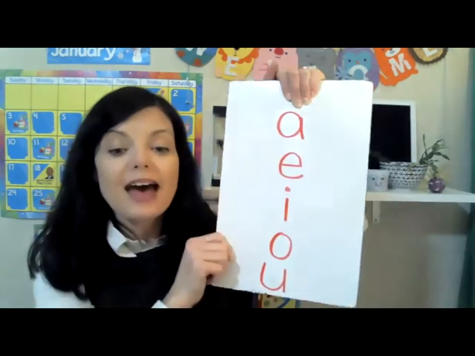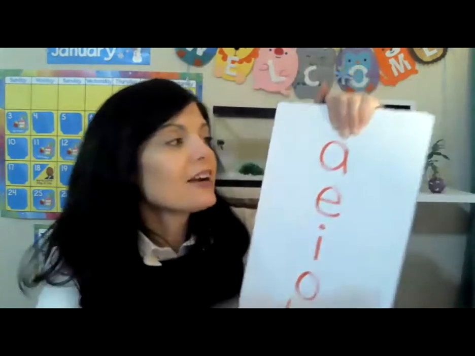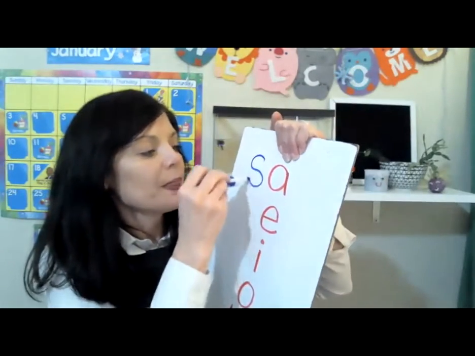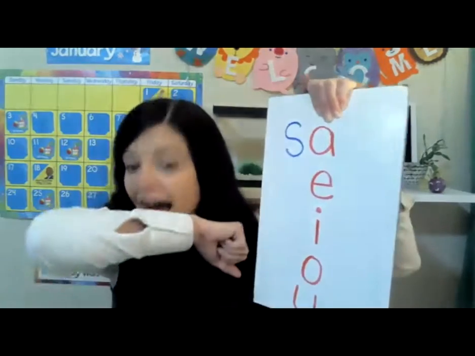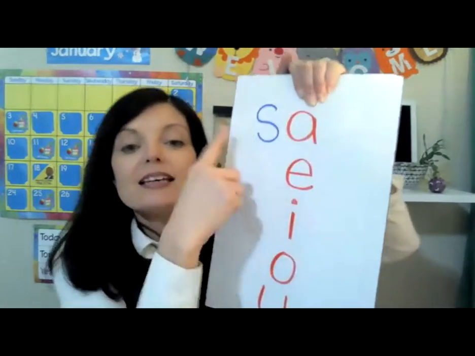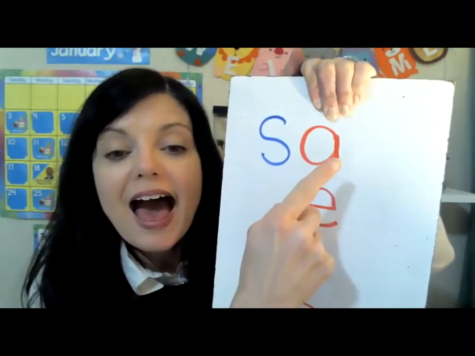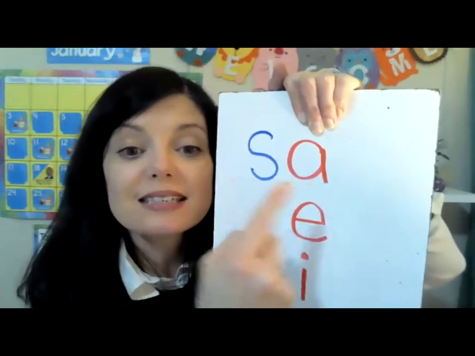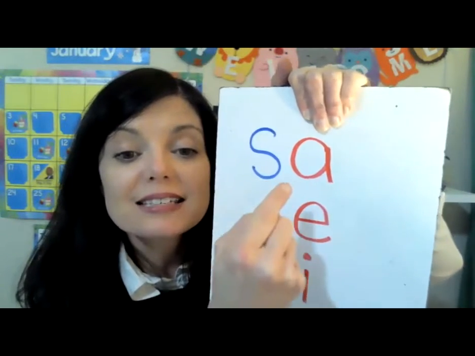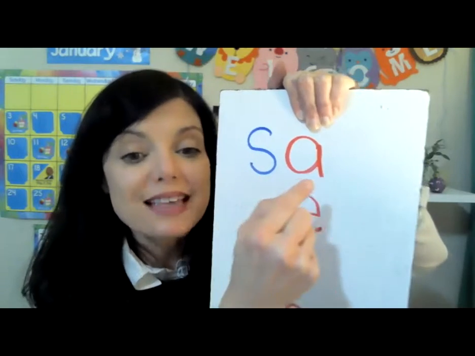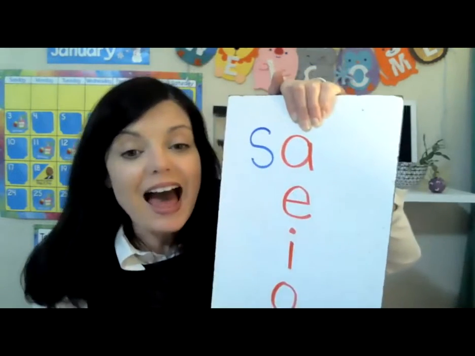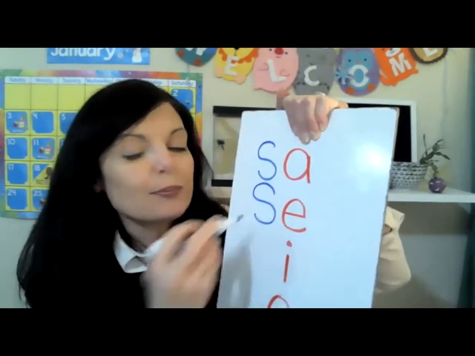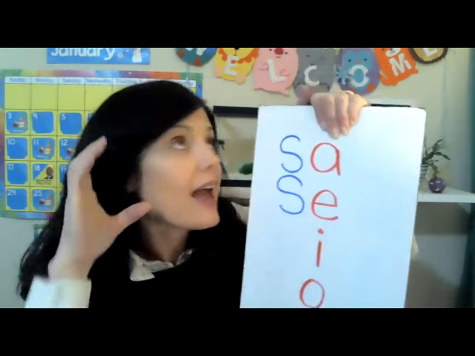These are the vowels. Well, let's put a letter S with an A. Remember, A says /a/, like when you're sneezing. S, a, s, a, sa, sa, sa. Let's try to blend S with E. What does E say?